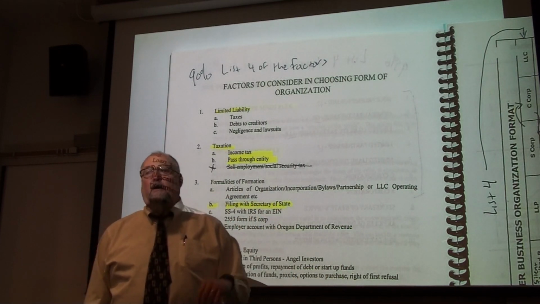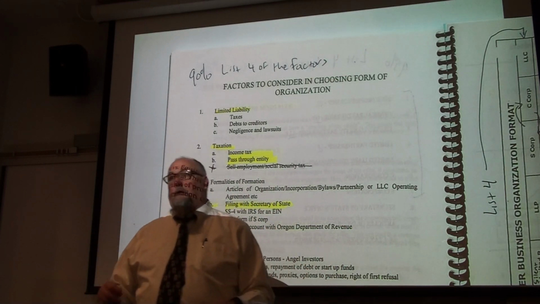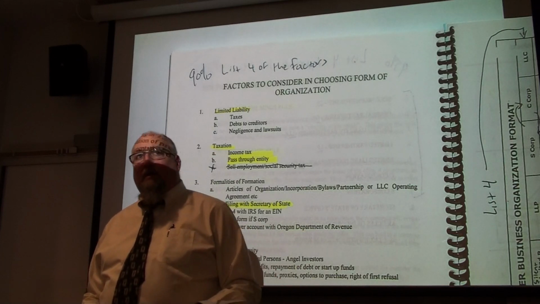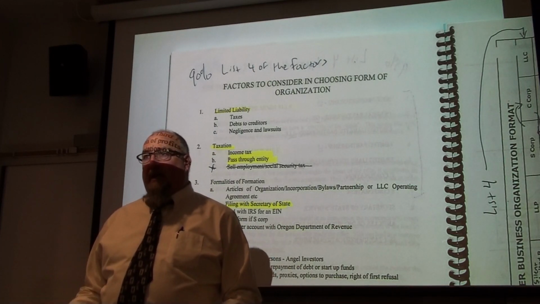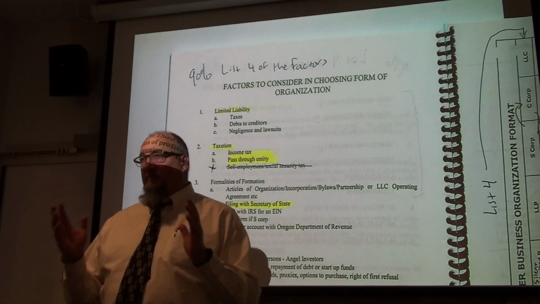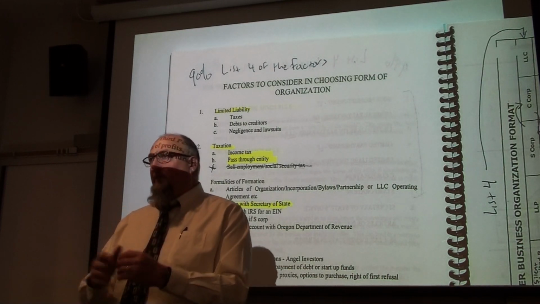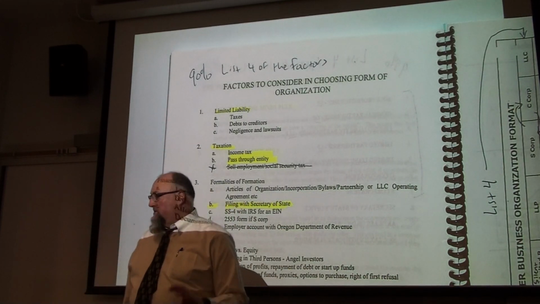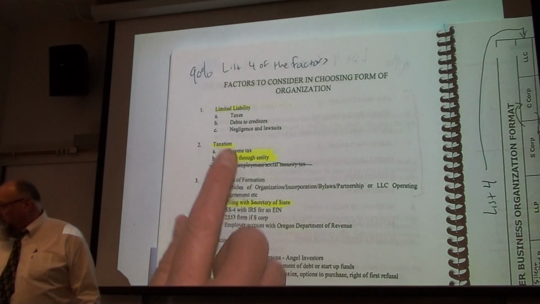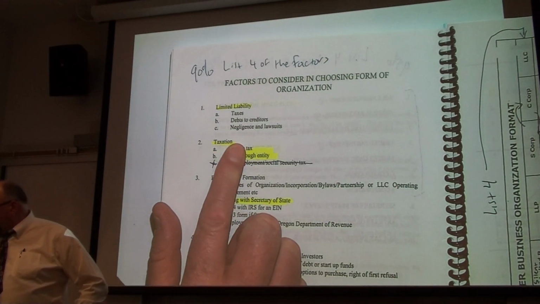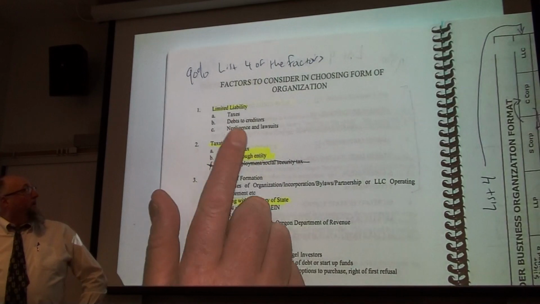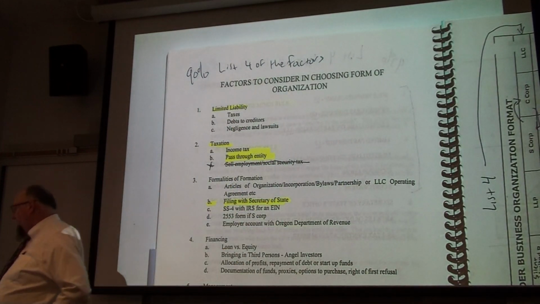So that's why I put it up there, because I've had people say, well, I'll just start a C corporation and then I won't be liable for all my payroll taxes. You're still, if you're the one in charge, you're going to be liable. It doesn't really work that way. So primarily when we talk about a liability shield, we're referring to negligence and lawsuits and debt to creditors.